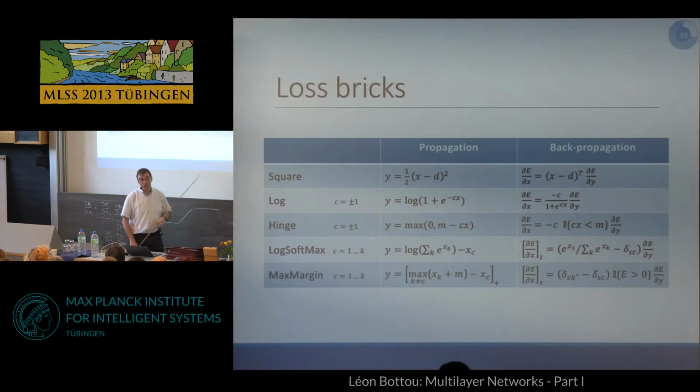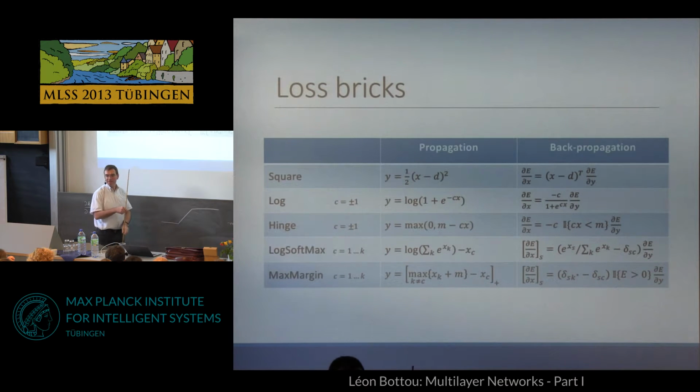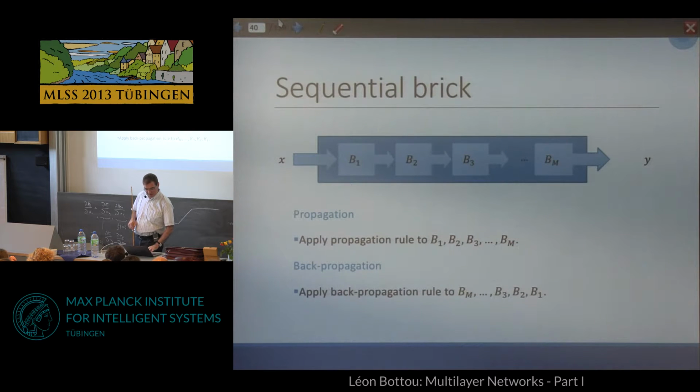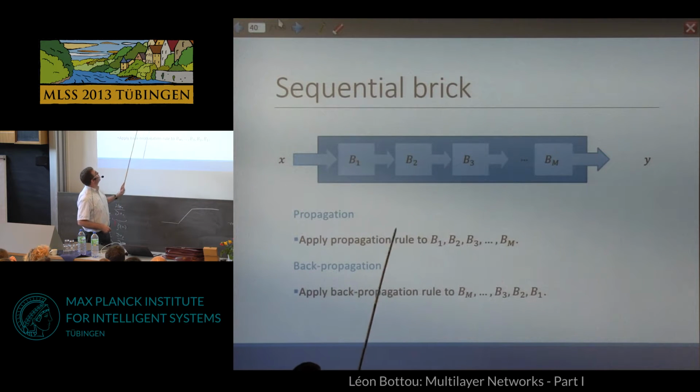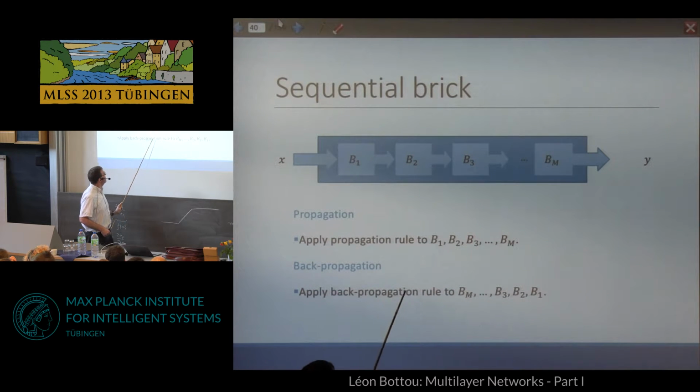And I have a lot of loss bricks. I can change them: square loss, log loss, hinge loss, log softmax, max margin. All these things, you can just make a list of pretty much all the losses you've seen in papers. And then I can have a sequential brick. My sequential brick contains a lot of other bricks. The propagation is that I'm going to apply propagation rules to B1, B2, B3, and to the end. Backpropagation, apply the backpropagation rule the other way around.